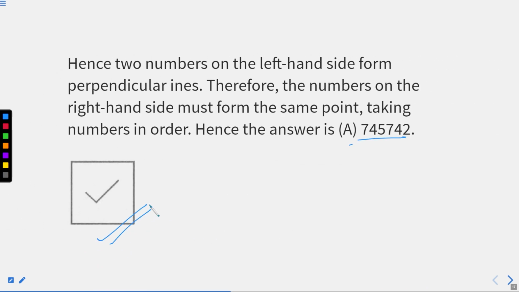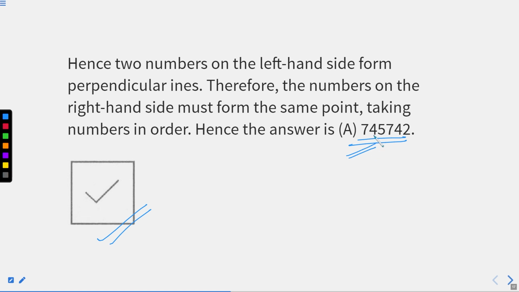We just need to figure out what pattern we are following here. Hence the two numbers on the left-hand side form a perpendicular line. Therefore the numbers on the right-hand side must form the same pattern, taking the numbers in order. Hence the answer will become this.